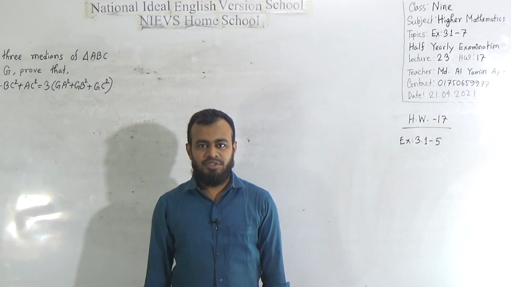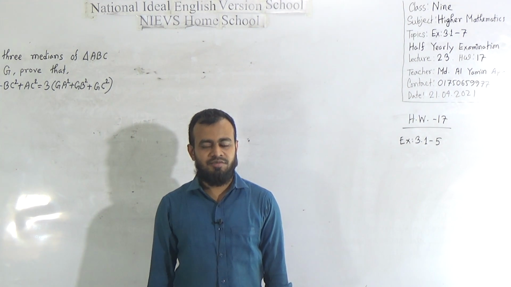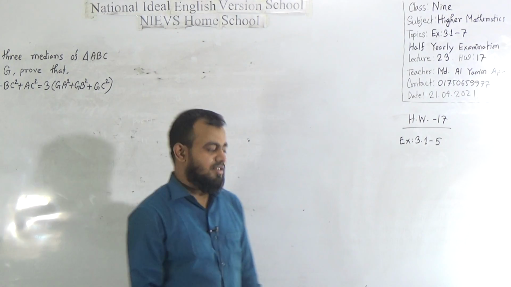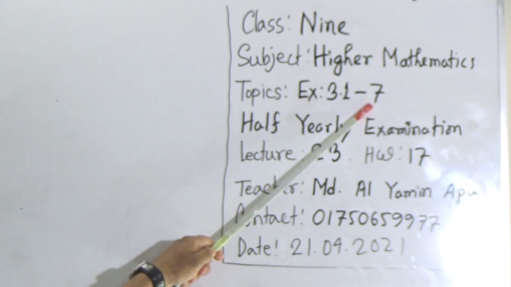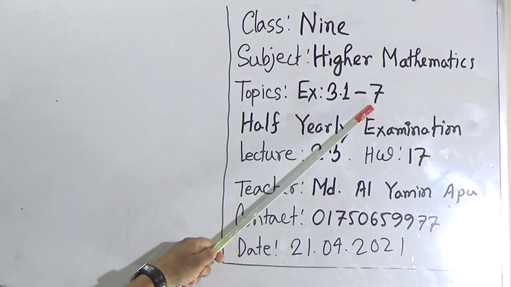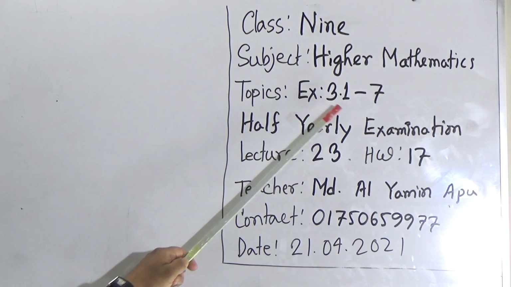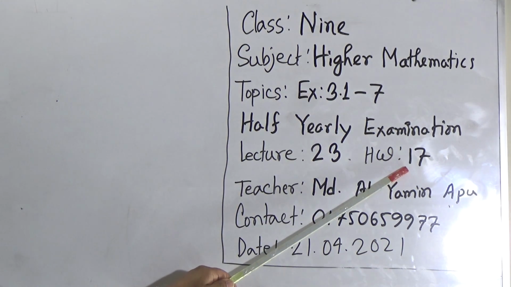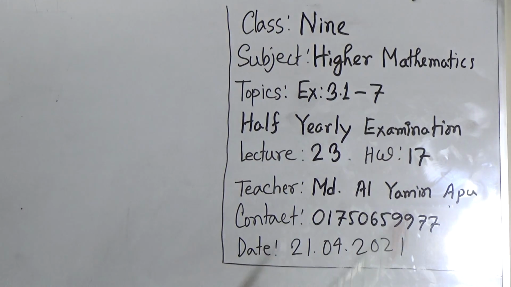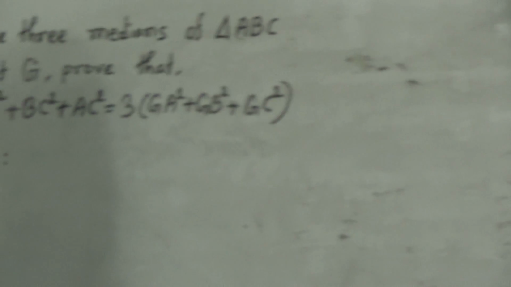Dear students, I am going to take a higher mathematics class for the students of class 9. Today's topic is exercise 3.1, question number 7. That means question number 7 we will solve today only from exercise 3.1. Our lecture number is 23 and your homework number is 17. Now read out question number 7 at first from exercise 3.1.